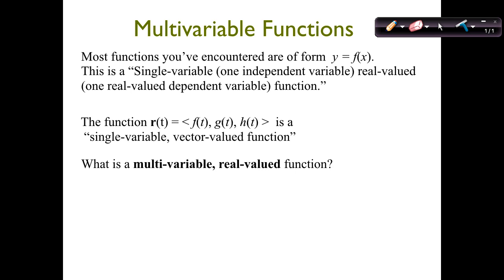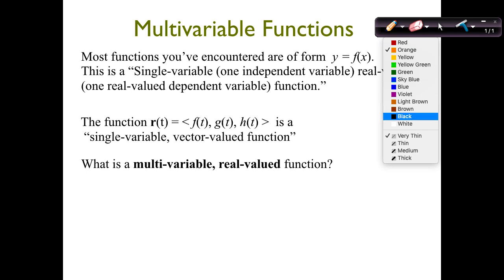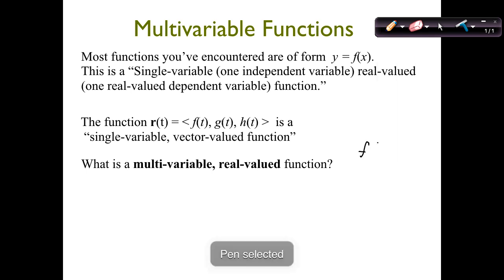So what would a multivariable real valued function be? A sphere? Well, that might be an example of it, but in terms of what we mean by a multivariable real valued function: multiple independent variables. So like f of x, y, or x, y, z, or x, y, z, w. So at least two independent variables.